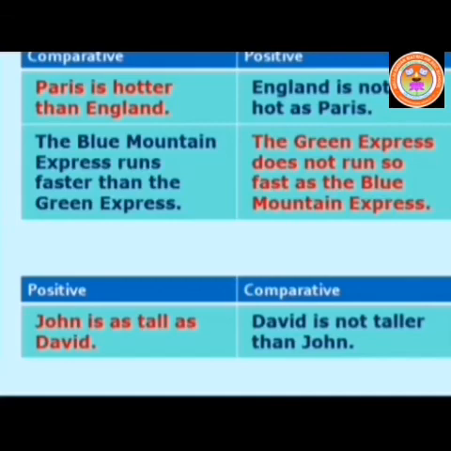See here, John is as tall as David. Here both are the same height. So when two things are compared of same size, same quality like that, we would be using the comparative form in the negative. Okay, see here, David is not taller than John, and here also there won't be any superlative degree, children, because in the beginning itself we are comparing two things, John and David. Okay, so this is very simple.